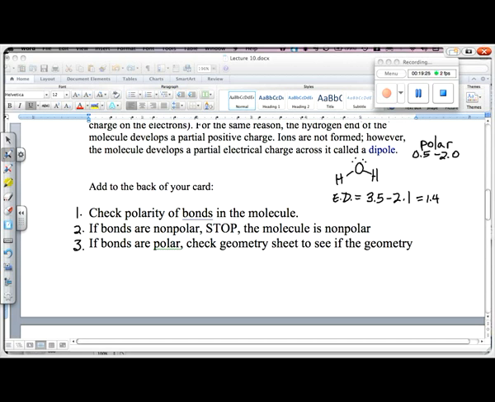All right. Step 2. If the bonds are nonpolar, stop. The molecule is nonpolar. All right. So that's not the case here. It would be the case in the ozone molecule where the bonds are nonpolar because the electronegativity difference is 0. 3.5 minus 3.5 is 0. So the ozone molecule, because the bonds aren't polar, is nonpolar.